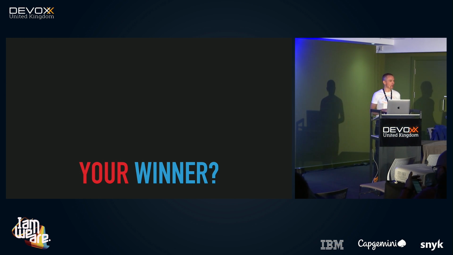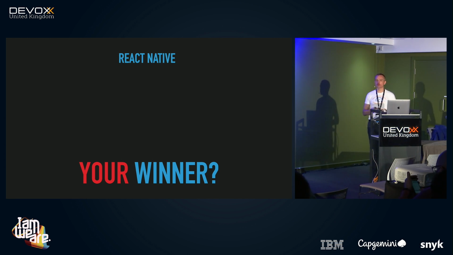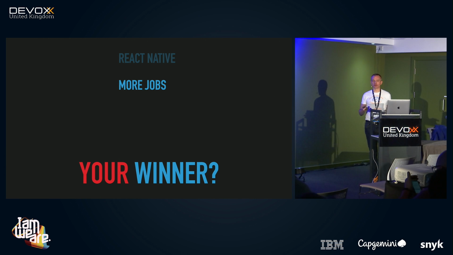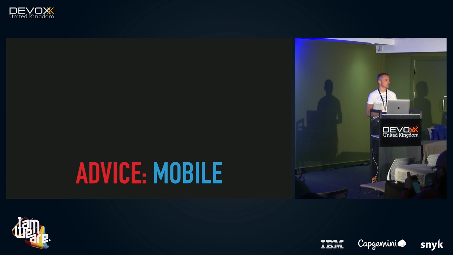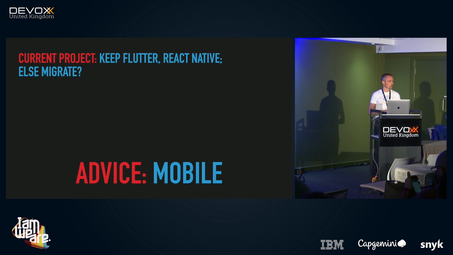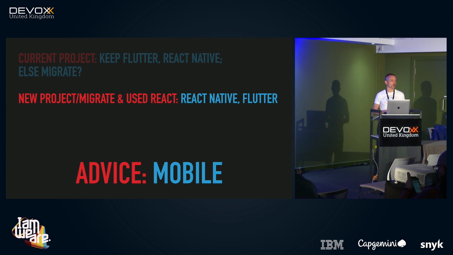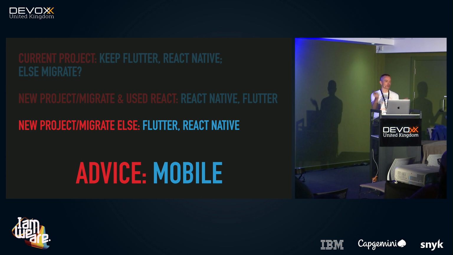So, that's a case where maybe you decide differently. Remember I told you at the beginning, you need to make your own decision. Maybe you say, for you, React Native is the winner because there are more jobs. You say, I can't find developers, so I better go with React Native. So what's my advice? On your existing project, if you use any of those 2 frameworks, keep them. If not, think about migration, but again, migration rarely ever makes sense. If you start a new project and you've used React before, or you do migrate, then start with React Native and then use Flutter. Otherwise, it's the other way around, Flutter first and then React Native.